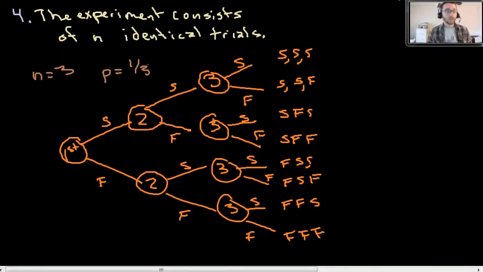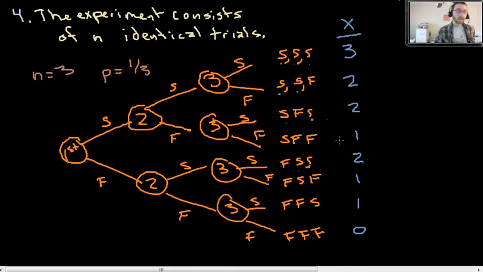Alright, now to finish this up, we need to define our random variable. And so I'm going to define x here. Remember, x was the number of successes, right? So in this case, I have 1, 2, 3 successes. In this case, I have 1, 2 successes. In this case, I also have 2 successes. And here I only have 1 success. Here I have 2 successes, 1 success, 1 success, and 0 successes.